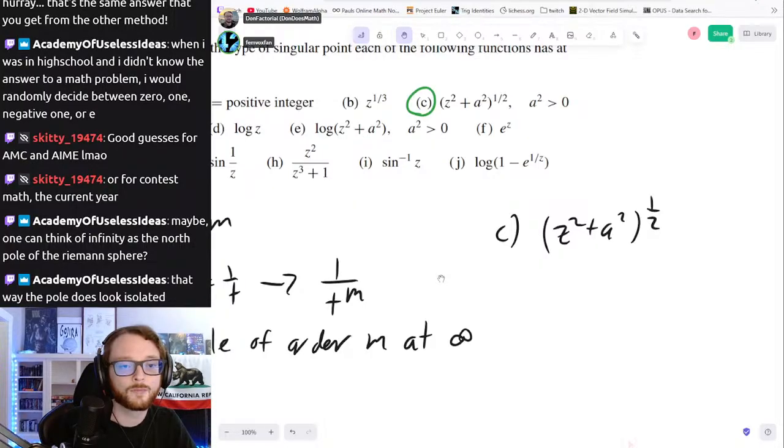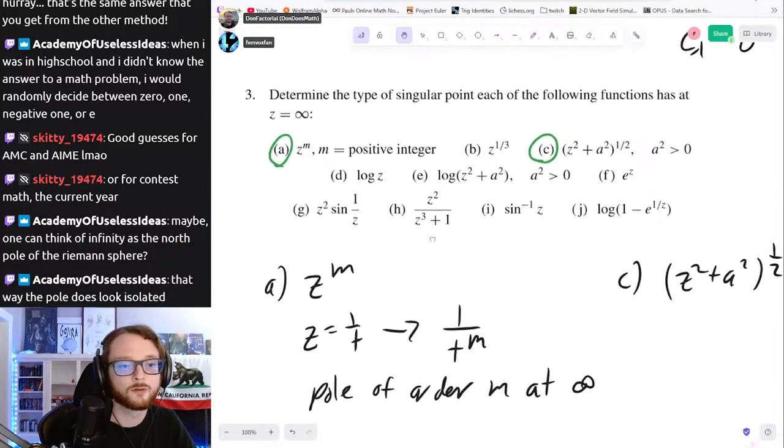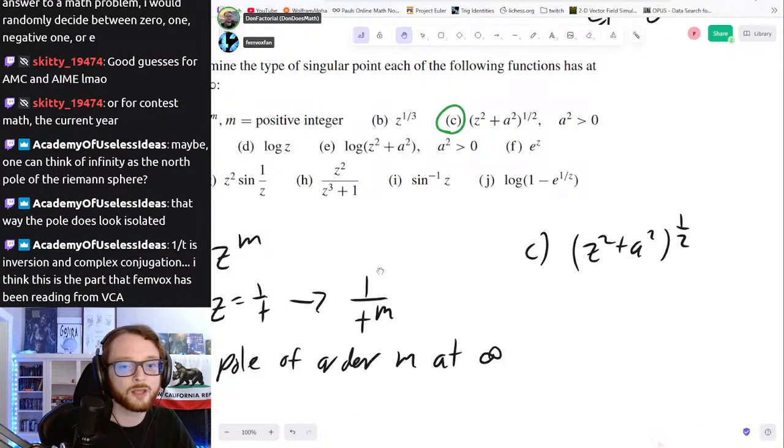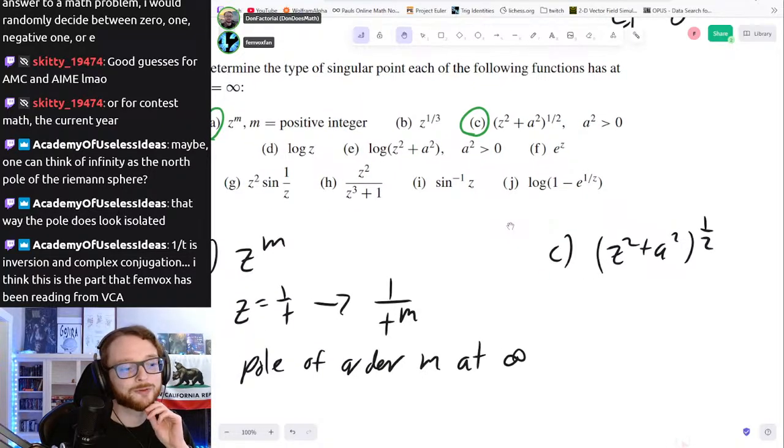Z squared plus A squared to the 1/2 power, and A squared is greater than 0. Why don't they just say A real? Or to use inversion and conjugation. Oh, yeah. So, can we say there are no singular points? I was reading about that stuff in VCA. Yes, I was. Chapter 3 recently. Okay. Very cool.